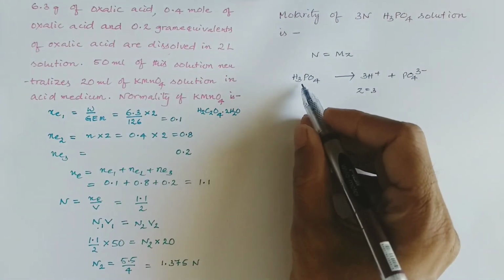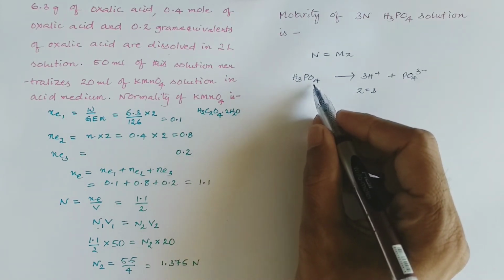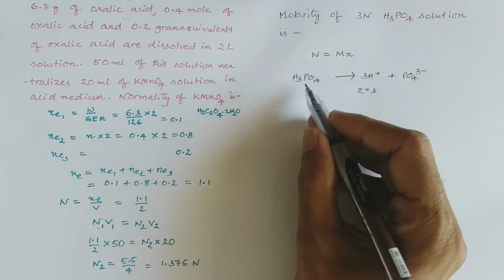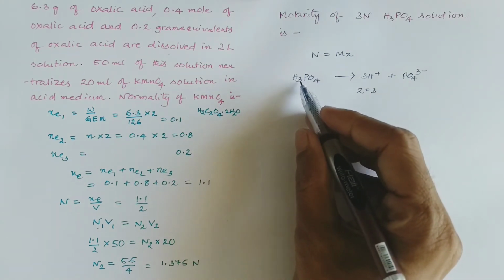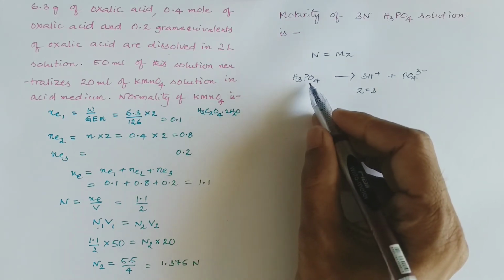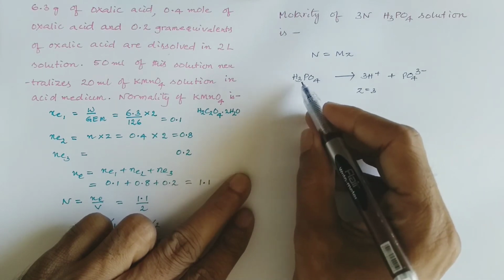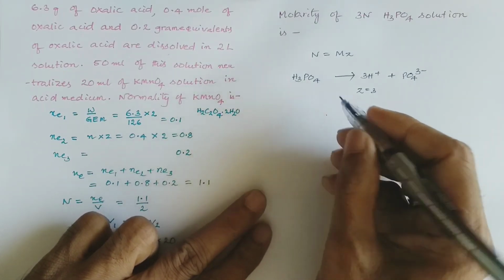Are all the hydrogen atoms present in the molecular formula of the acid ionizable? All the hydrogen atoms are not ionizable, but the hydrogens which are attached to oxygen, or polar hydrogens, are ionizable. To ascertain that fact, we'll see the structure of phosphoric acid.